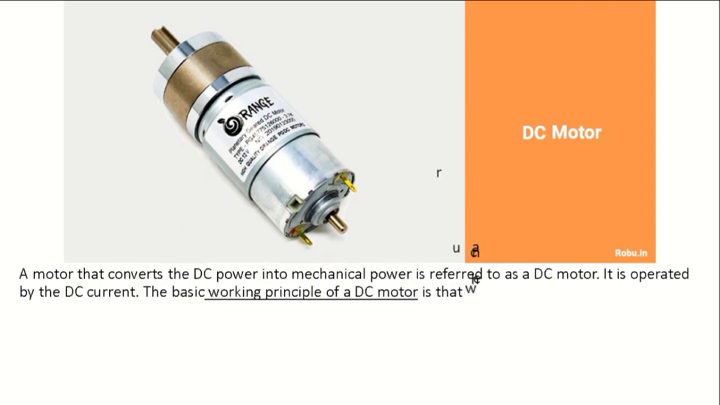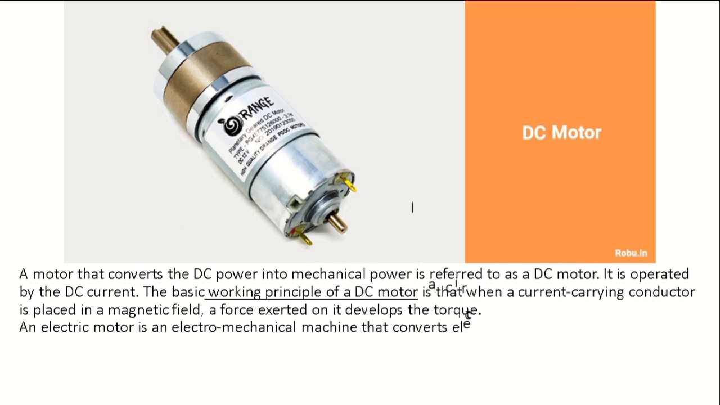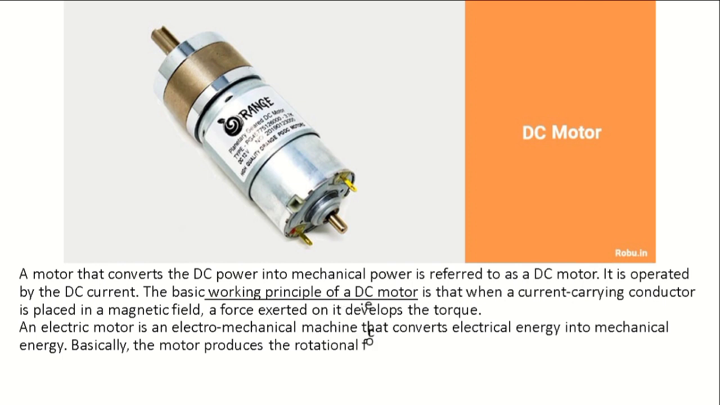The basic working principle of a DC motor is that when a current-carrying conductor is placed in a magnetic field, a force exerted on it develops the torque. The DC motor consists of two main parts, armature and stator. The rotating part is the armature and the stationary part is the stator.